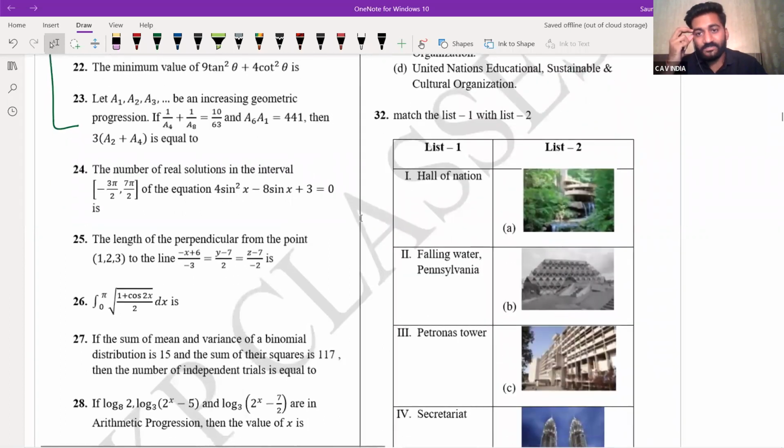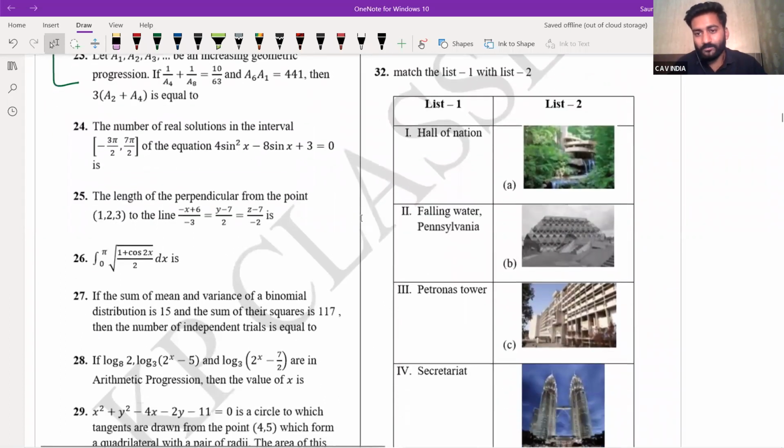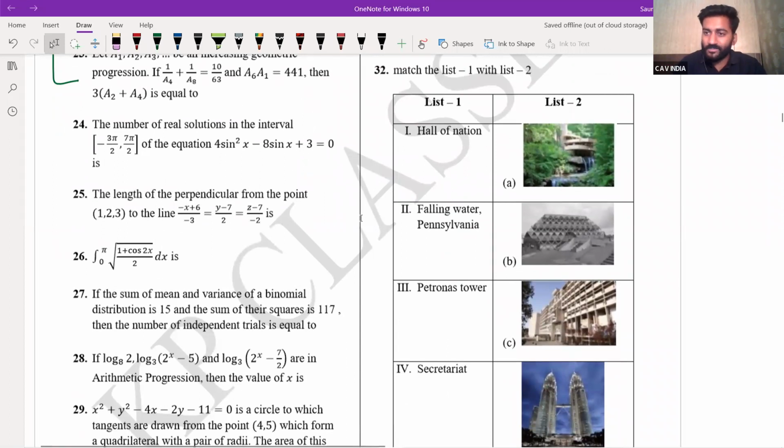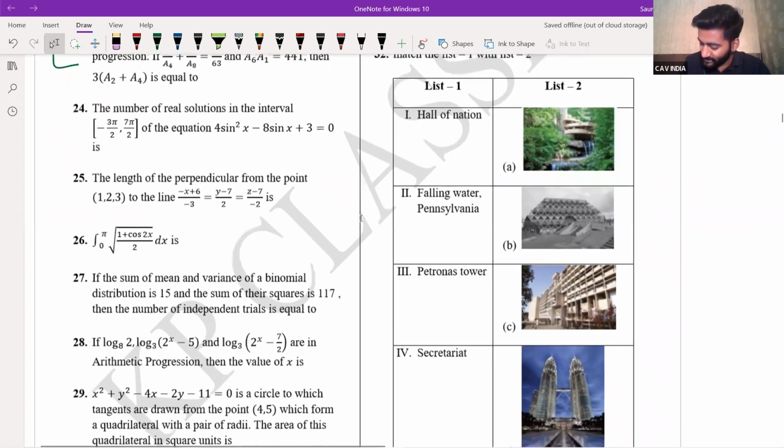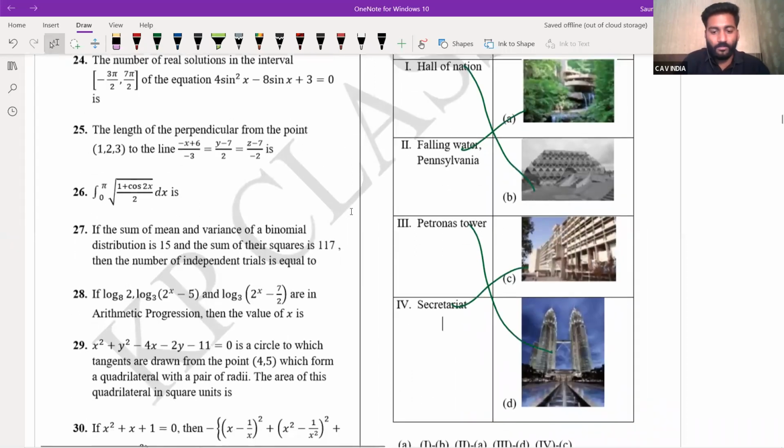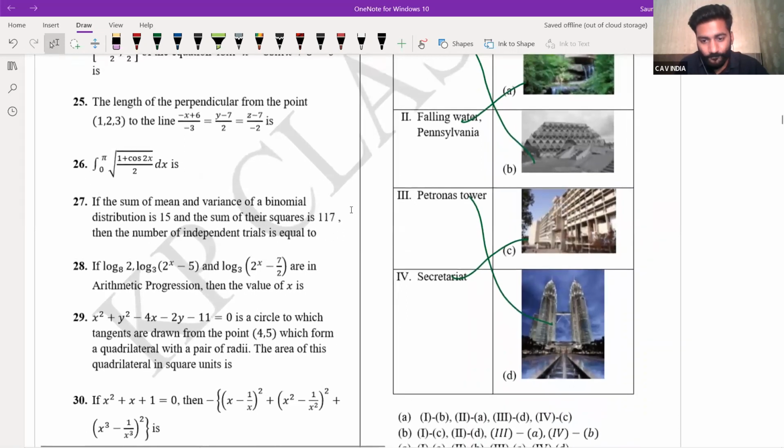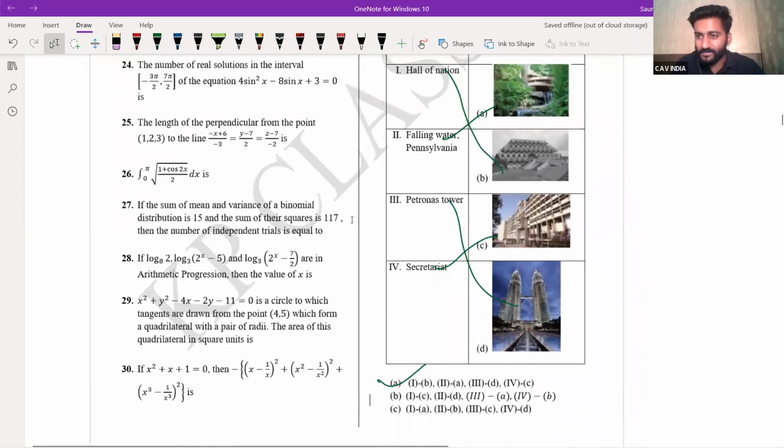The next question we have is match the list 1 and 2. Now these kinds of questions you can prepare when you study the prominent buildings of the world and India, and also when you prepare about the details of them. Like in this one, the first one is Fallingwater. This is the Hall of Nations. This is Petronas Tower. This is the Secretariat. So therefore the correct option would be B, A, D and C. So A is the right option. If anyone experiences any doubt, they can ask.